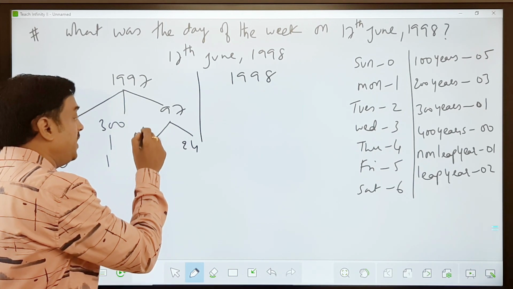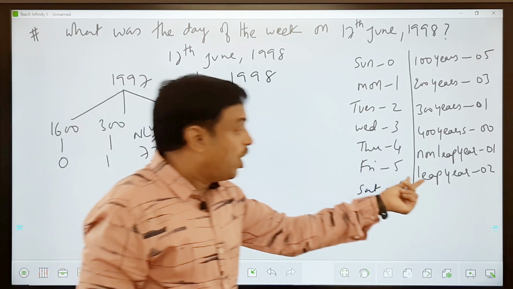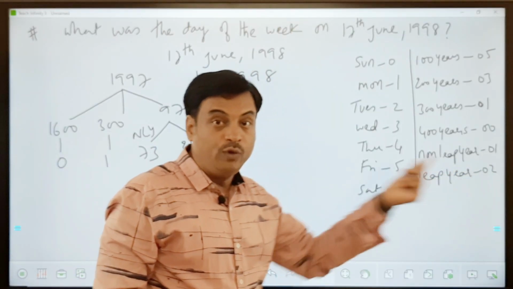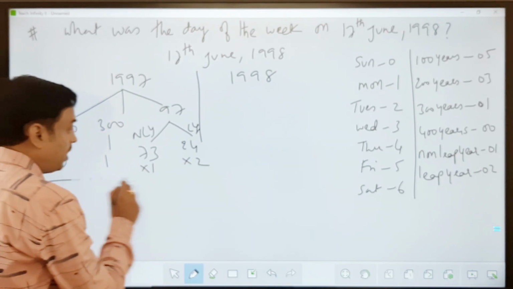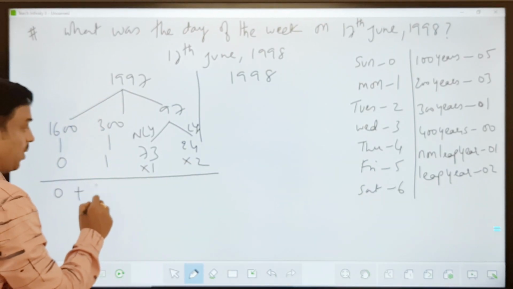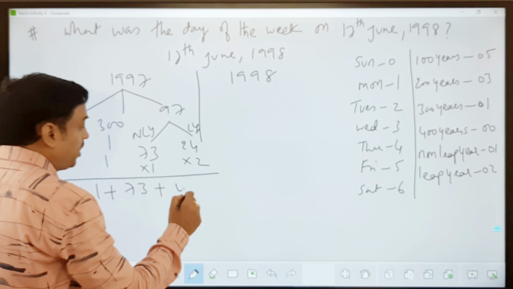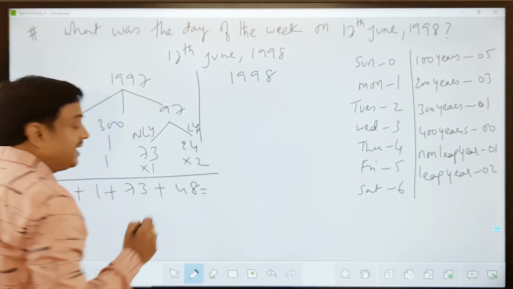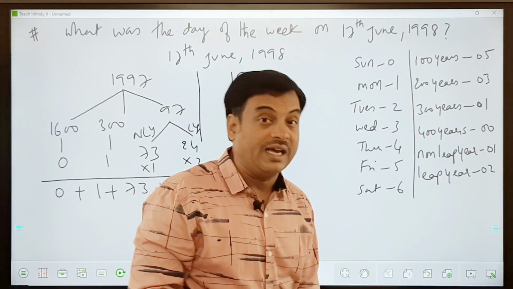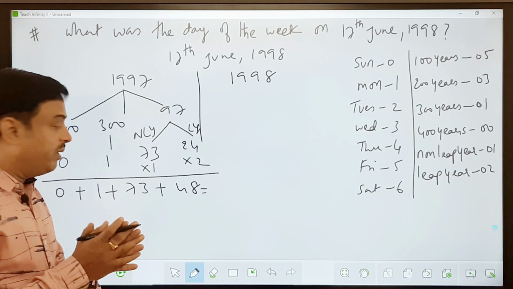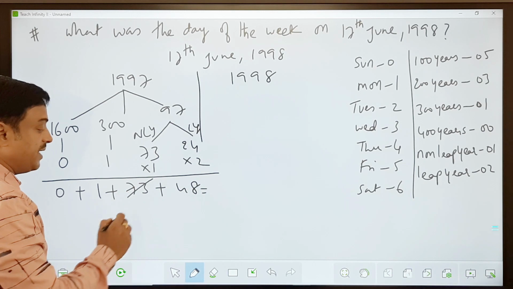I need to always understand how many leap years and how many non-leap years will fall, because a non-leap year will have 1 odd day and a leap year will have 2 odd days. So I'll multiply this with 1, I'll multiply this with 2, and overall I'll get a sum. Here 0 plus 1 plus 73 into 1 is 73 plus 48. Whatever total I get, I should always divide by 7, because these are remainders of 7, as clearly discussed in the last video. So instead of adding and then dividing, I'll divide straight away here. I'll divide this by 7, the remainder is 3.